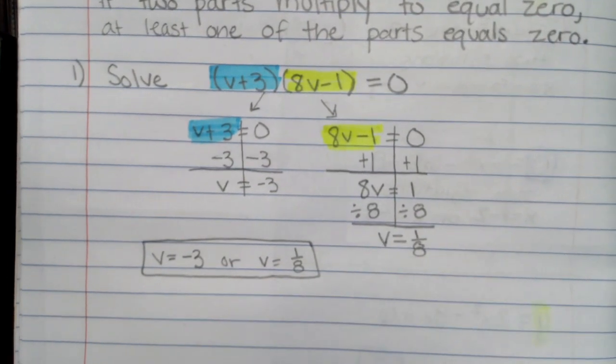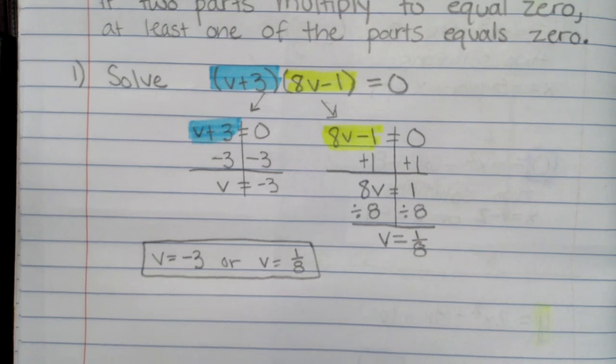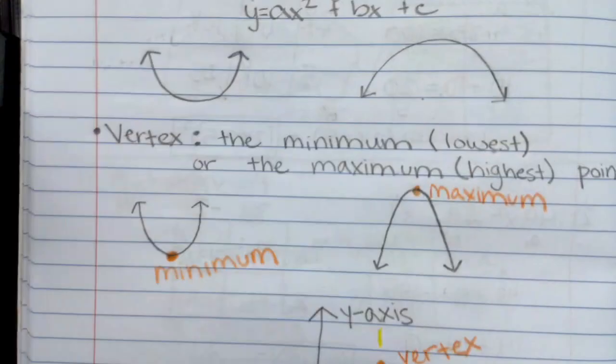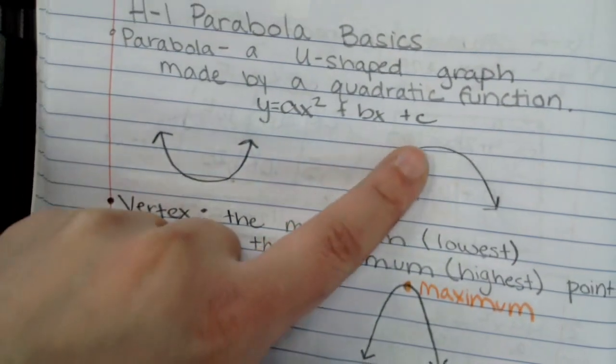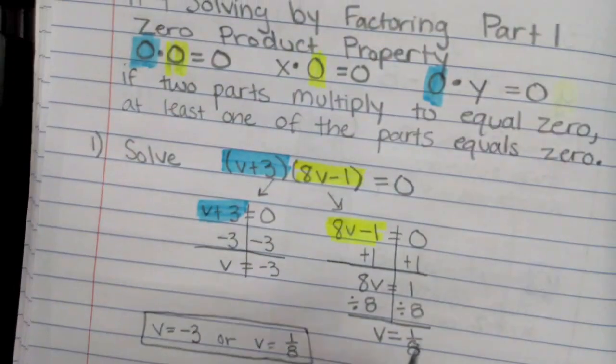It's going to be so good. All right, number 2. We're going to solve 3x squared minus 10x minus 25 equals 0.